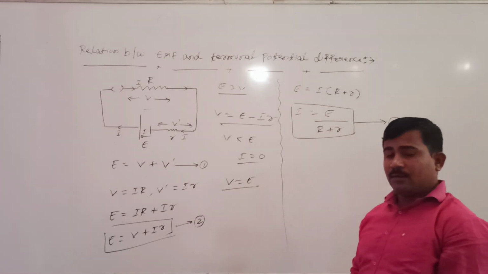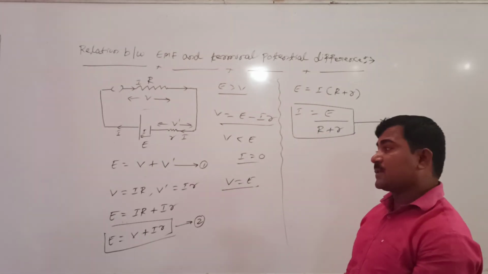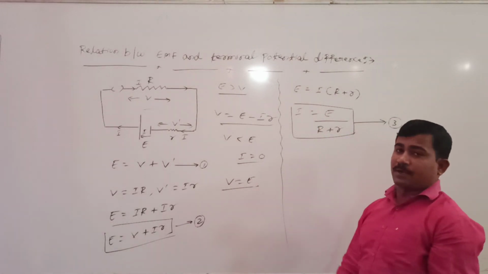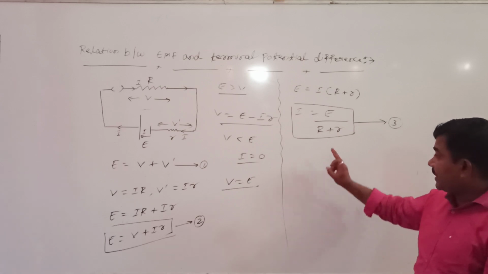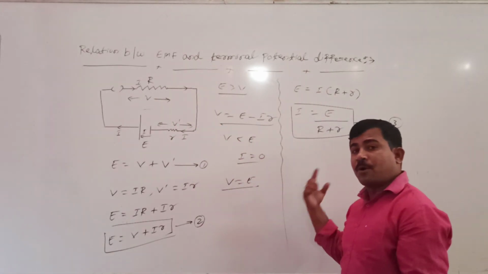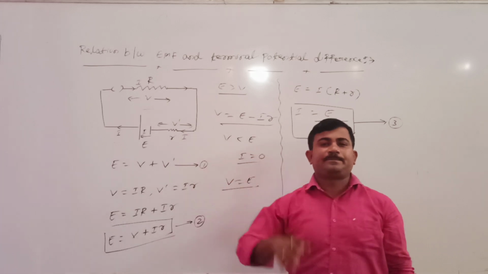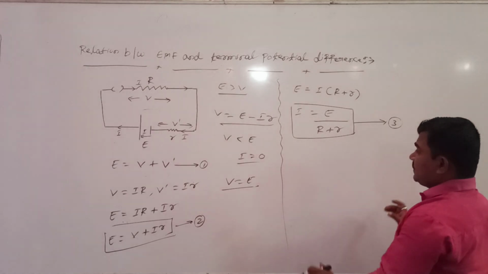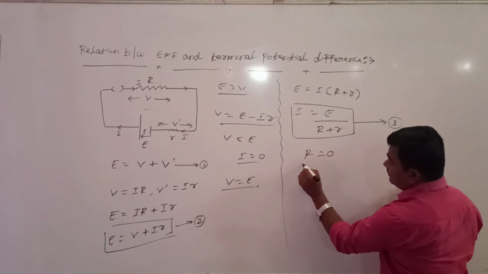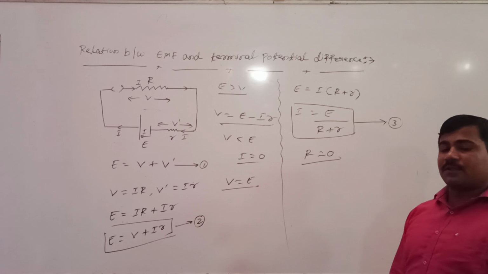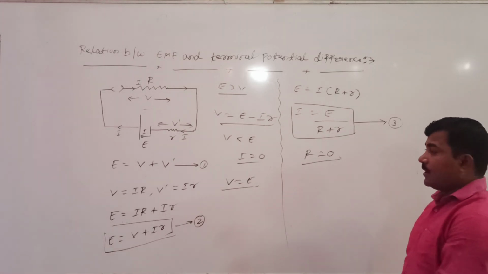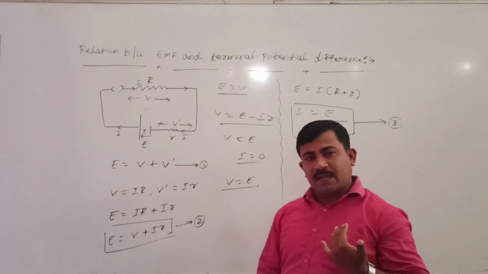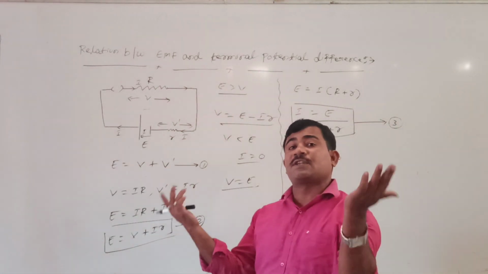Current drawn from the cell can be represented by equation number 3 here. That is I equal to E divided by capital R plus small r. Capital E represents EMF, capital R represents external resistor, and small r represents internal resistance of the cell. Right? Now students, this equation indicates that if resistance is increased, current is decreased. The current from the cell is decreased if the external resistor has more value.